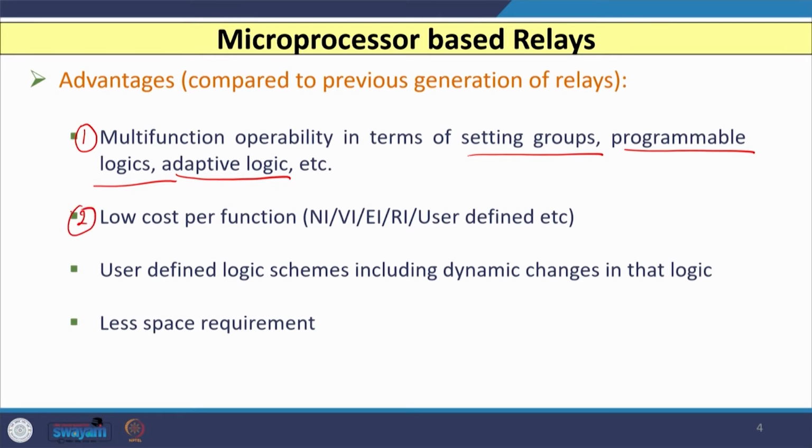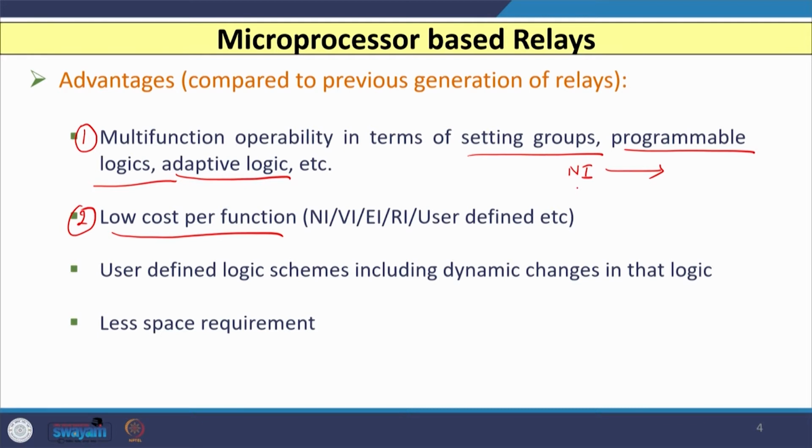The second advantage of microprocessor based relay is the low cost per function. So, we know that if I have an electromechanical relay and if I want the normal inverse characteristic of an overcurrent electromechanical relay, then I have to go for one relay. We have to purchase one relay which has normal inverse characteristic.